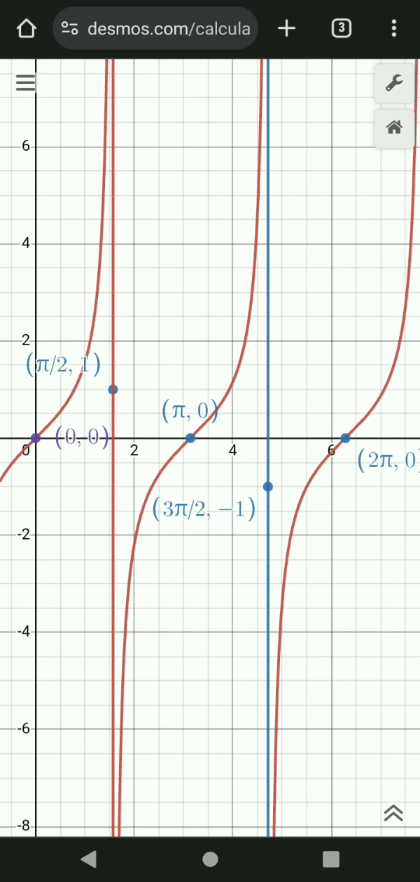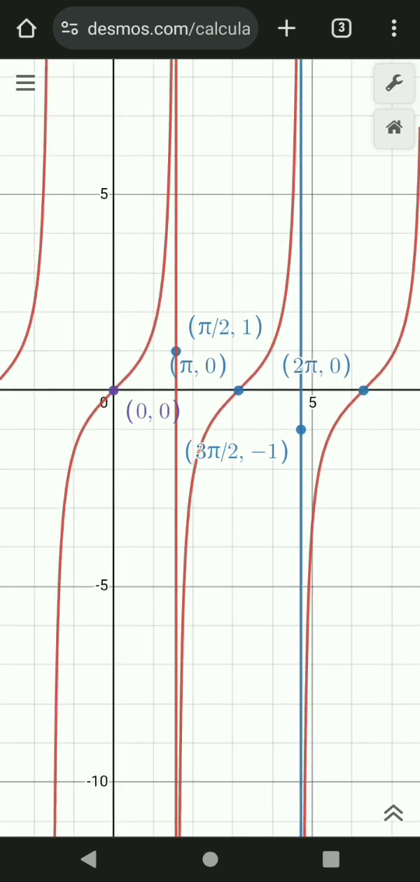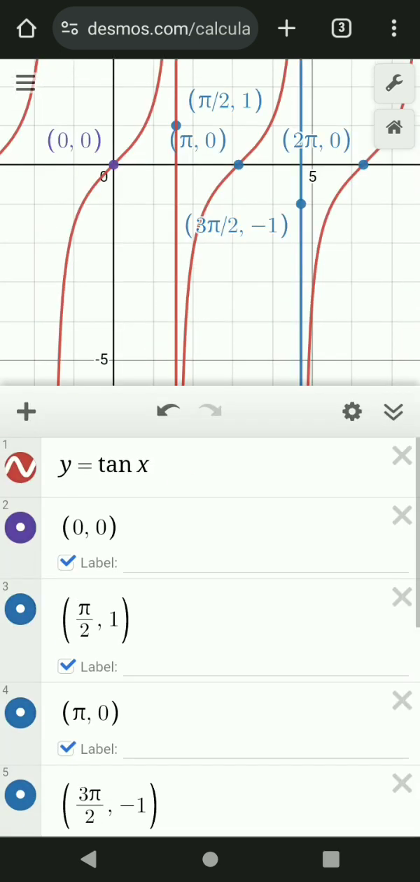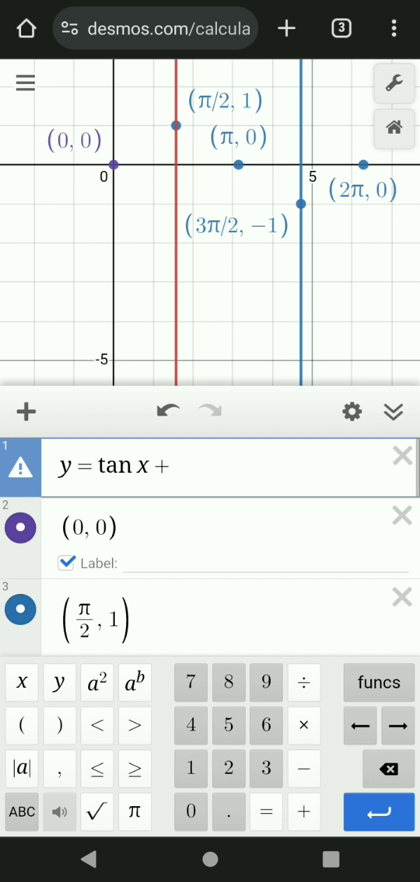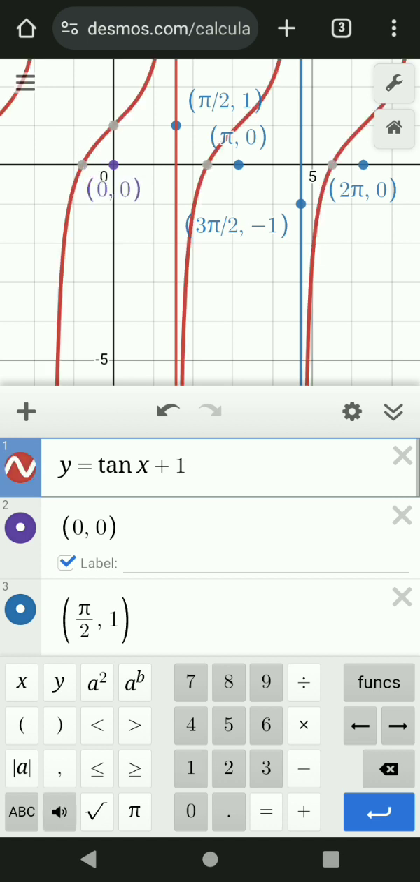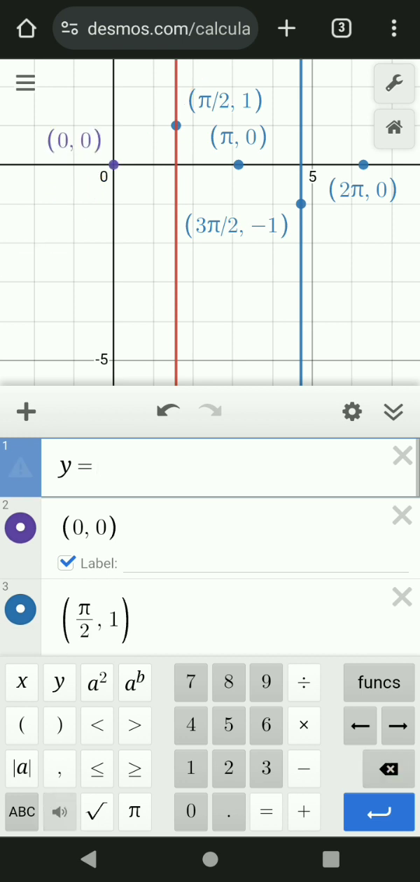Now, when we manipulate its domain, we will just add 1. What happened is it moves 1 unit upward, right? The same with the process a while ago. When we manipulate the range, it goes upward or downward, and if we manipulate the domain, it goes left or right.